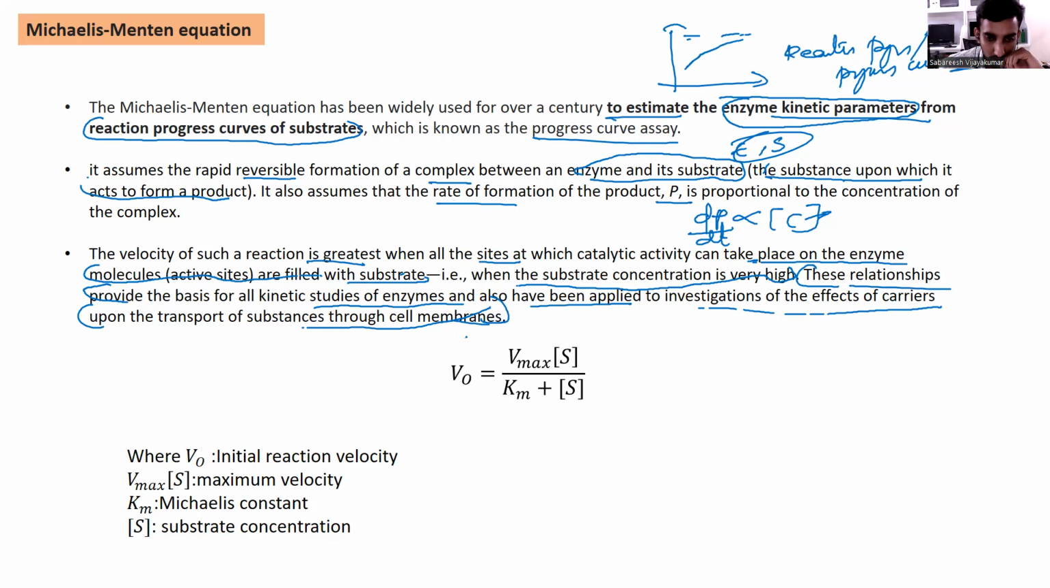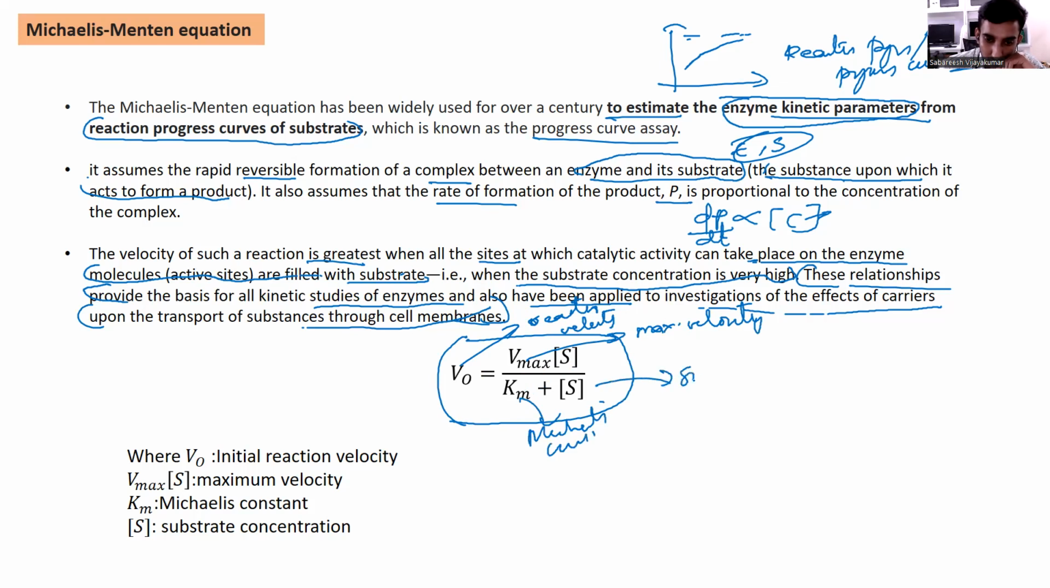The equation is V0 = Vmax[S] / (Km + [S]), where V0 is the initial reaction velocity, Vmax is the maximum velocity, Km is the Michaelis constant, and S is the substrate concentration. That is the Michaelis-Menten equation.